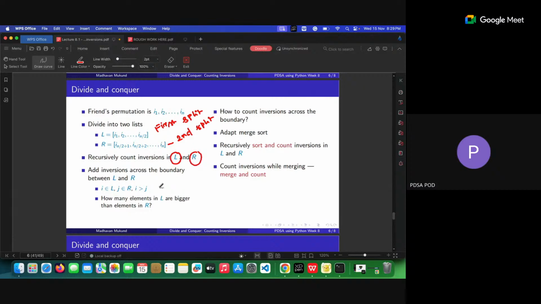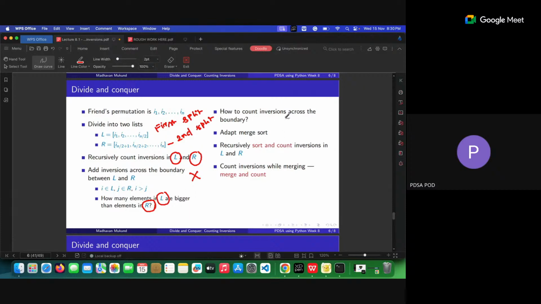At the same time, we add the inversions across the boundaries also. Across the boundaries means between L and R, where the crossing is happening. Look, i is in L, j is in R, where you find i greater than j. How many elements in L are bigger than the elements in R? The left part occurs before R, so that is what we count.